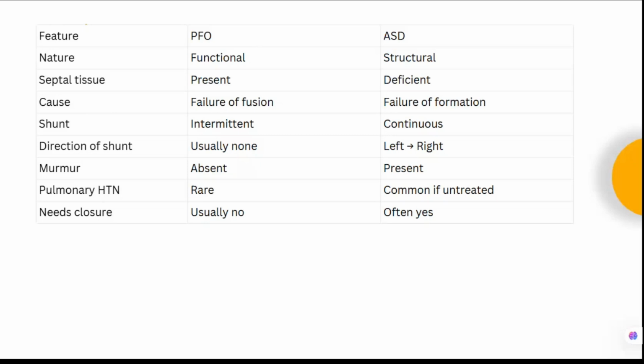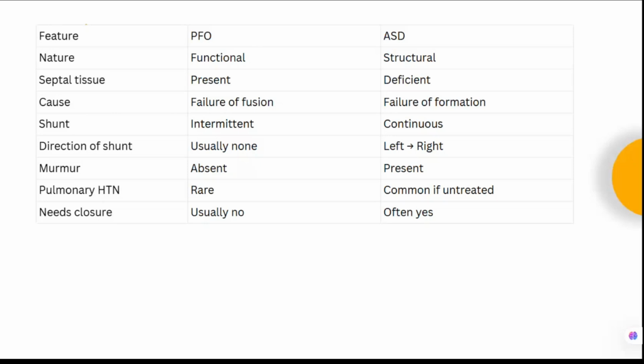So patent foramen ovale is functional, while atrial septal defect is structural. Septal tissue is present in PFO, while it is deficient in ASD. PFO is because of the failure of the fusion. ASD is because of the failure of the formation or excessive resorption. Okay. Then the shunt is intermittent in PFO. There is a continuous shunt in the ASD.